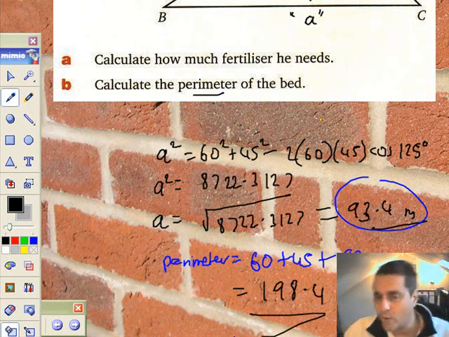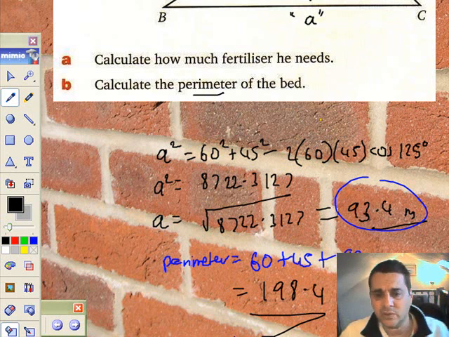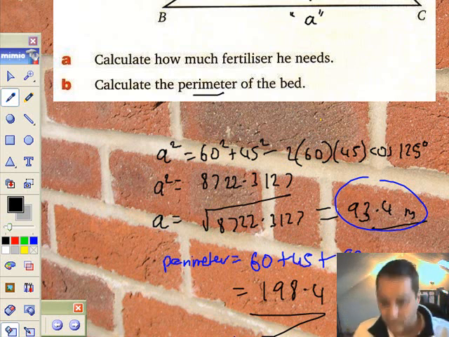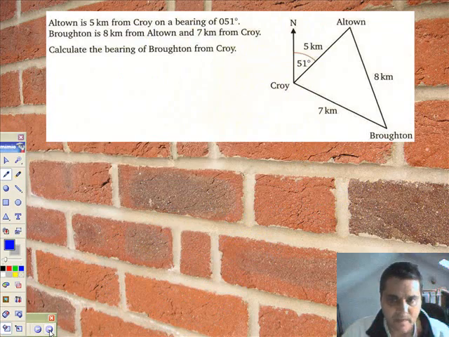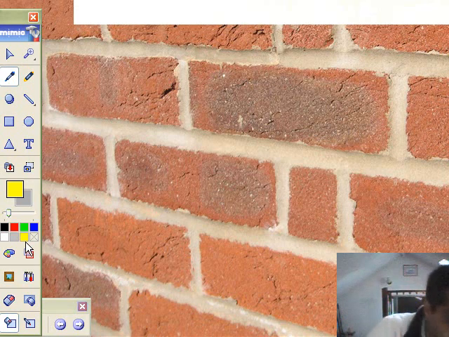If I decide to go for a little walk around the flower bed, that's what I've got to do, and walk 198, nearly 200 meters around the flower bed. This is question, not sure, question 3.